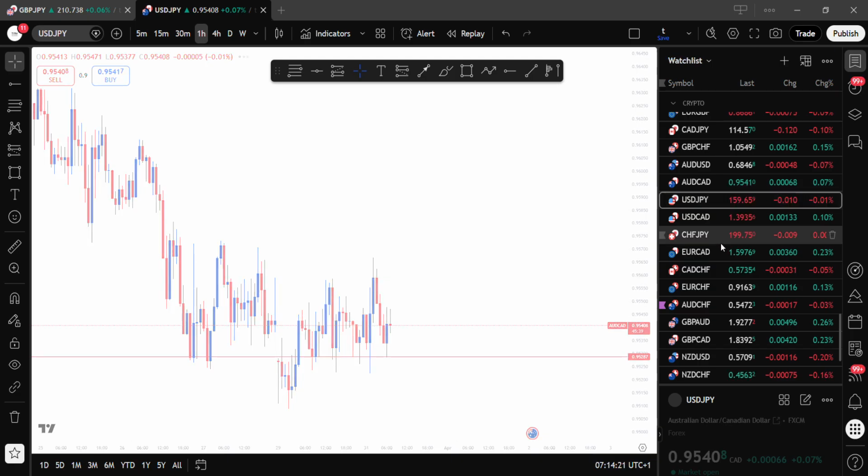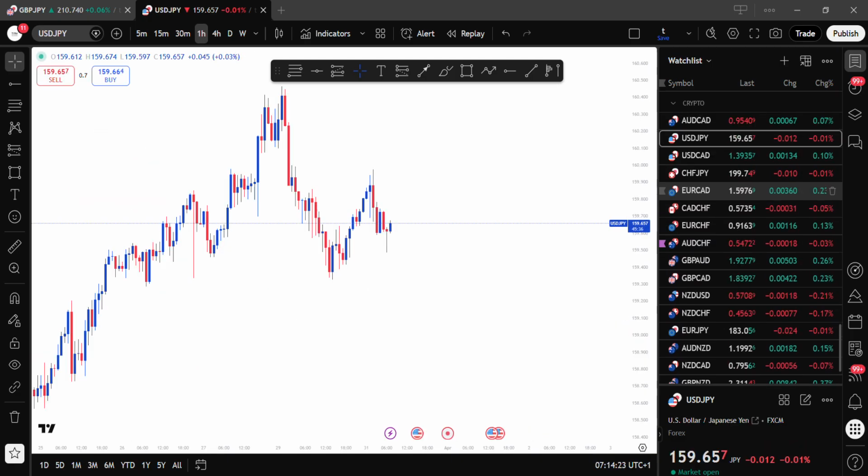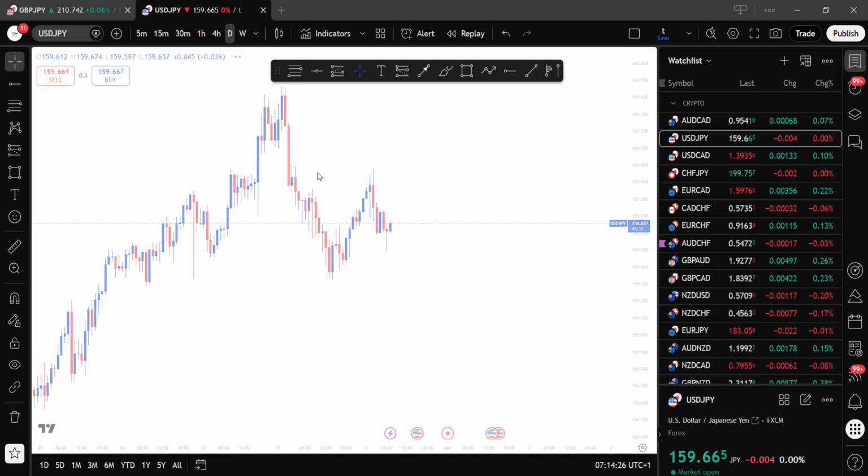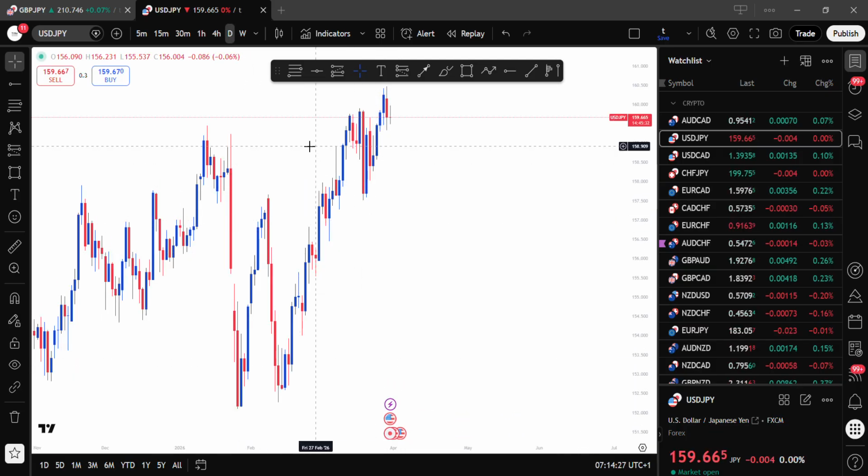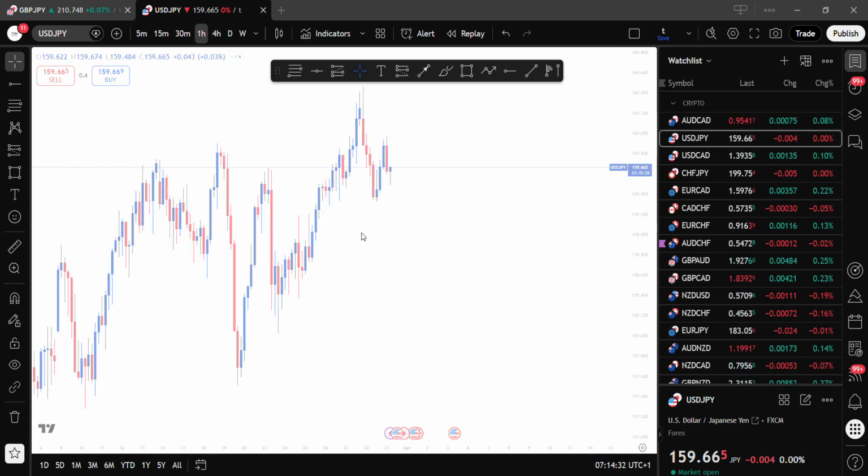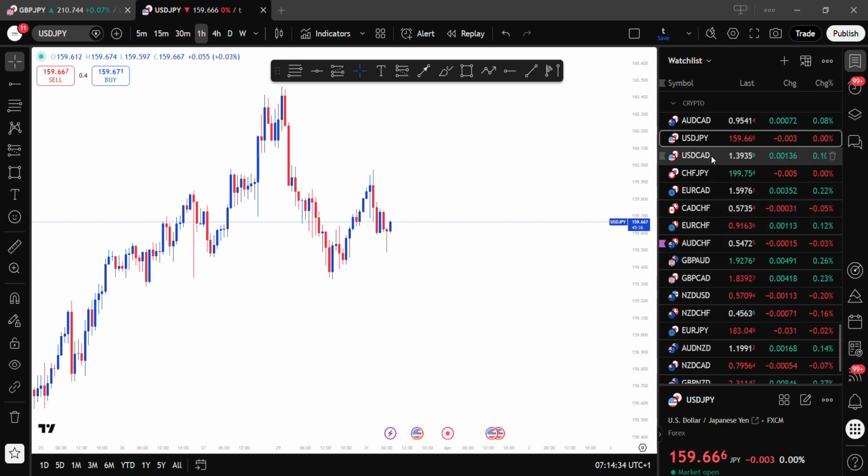Now on USD JPY, as you can see, the market has been buying. After breaking out of this, it's kept buying. So we should check on the 4 hours and see a break of structure. No clear break of structure for us to take a buy yet, so we just keep waiting.